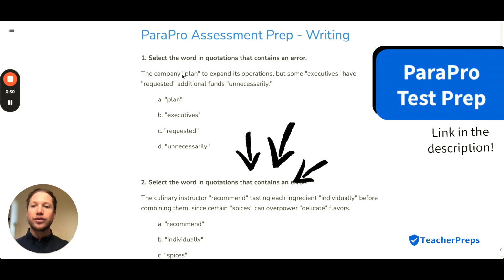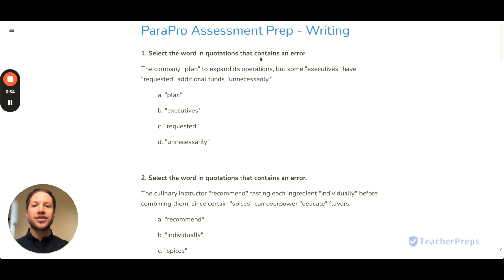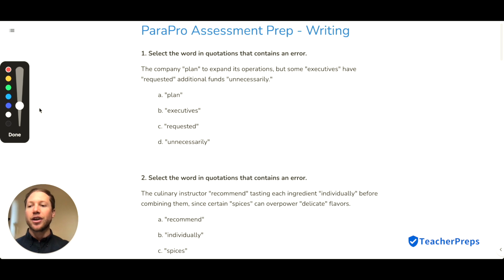Now, first, question number 1 reads, select the word in quotations that contains an error. This is a common question format on the ParaPro exam where you will read a question within the writing section and identify the error. So let's go ahead and do that together. Pause the video if you would like before I provide the correct solution.